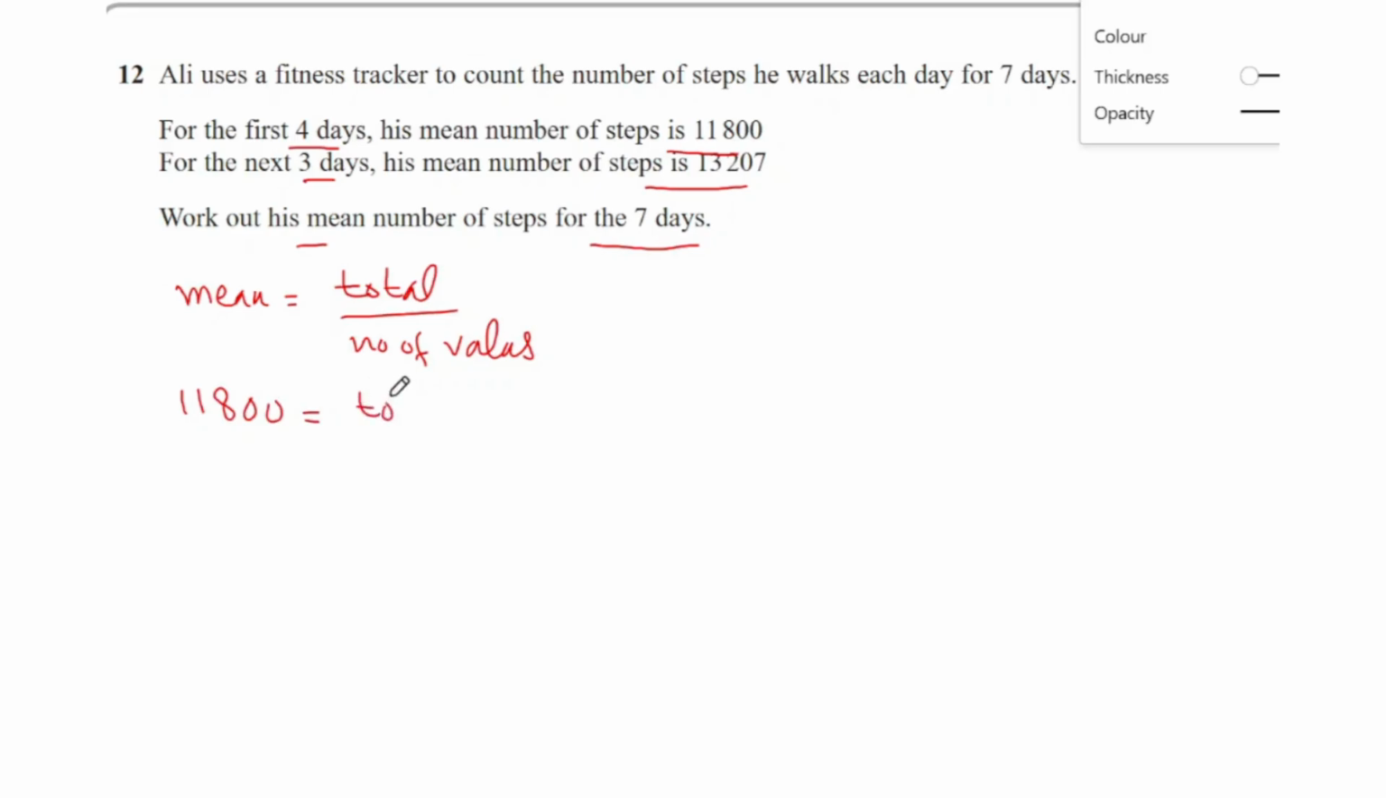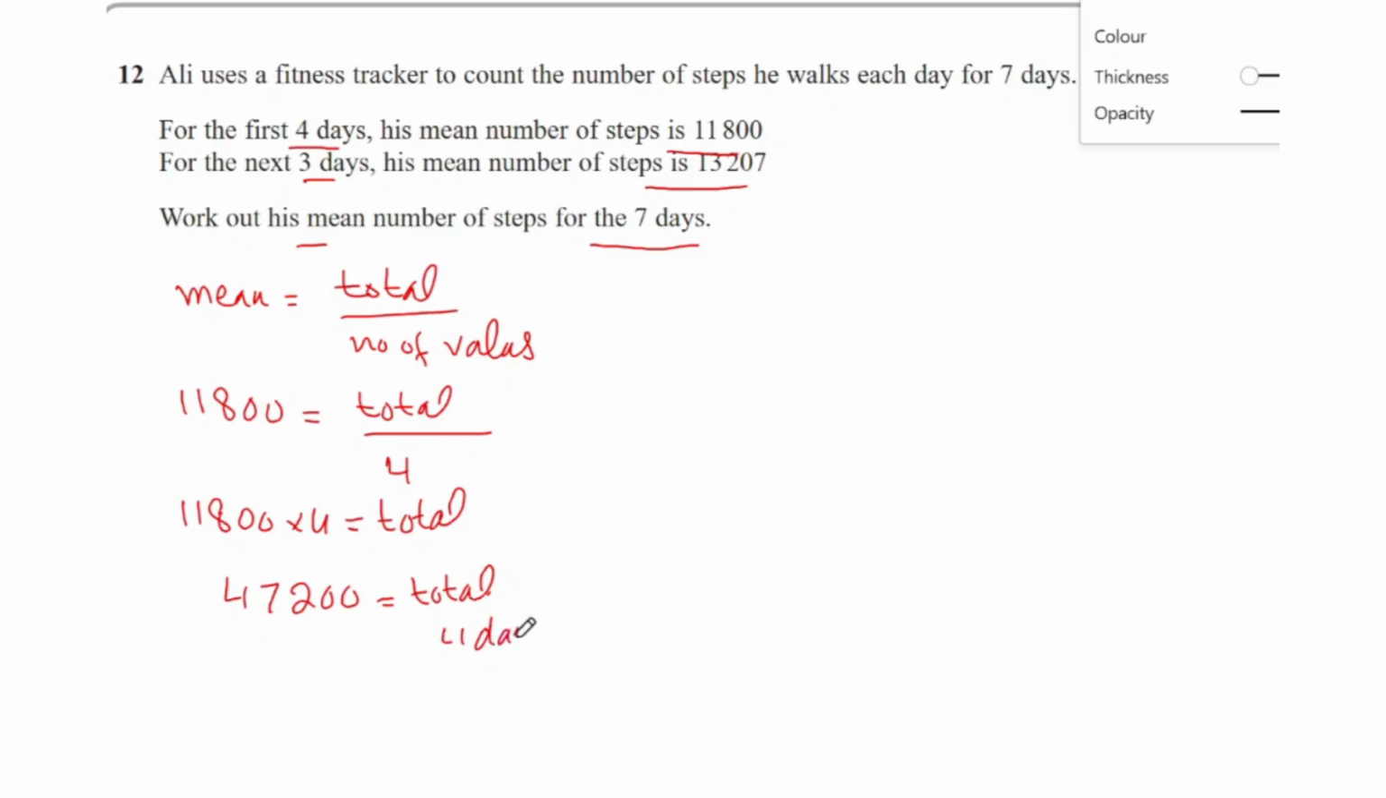The mean is 11,800. We don't know the total, for how many days? For 4 days. So what's the total? We can simply multiply by 4, so we get the total of the 4 days. So what will be the total for 4 days? We will get 47,200 for the total for 4 days.